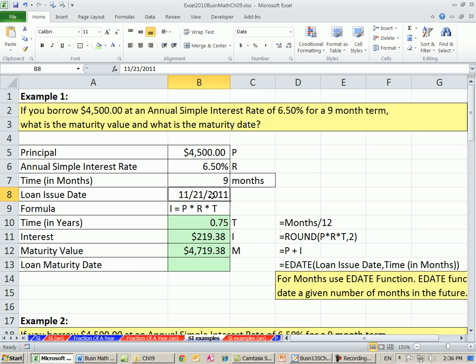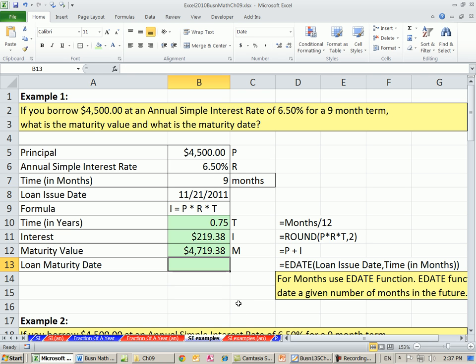Now, loan maturity date. Here it is. This is the loan issue date. We need to go 9 months into the future. In this class we have done date math where we take a certain date and we can add days. But we're given months, so we can't simply add 9 times 30, because there are some months that have more or less than 30 days.